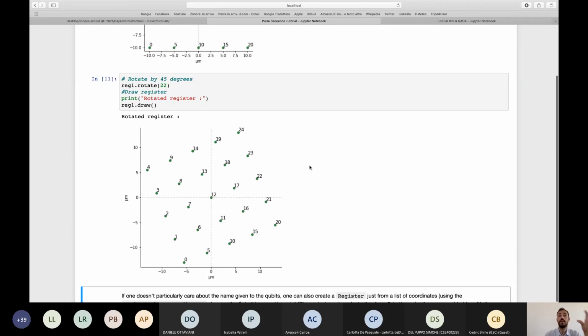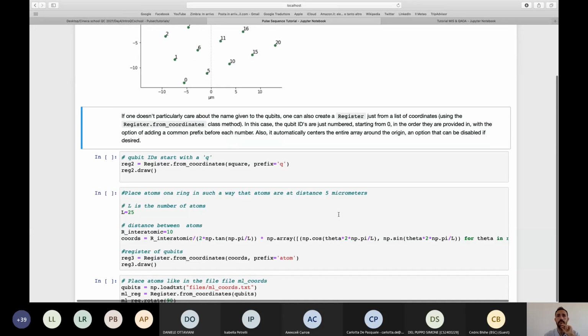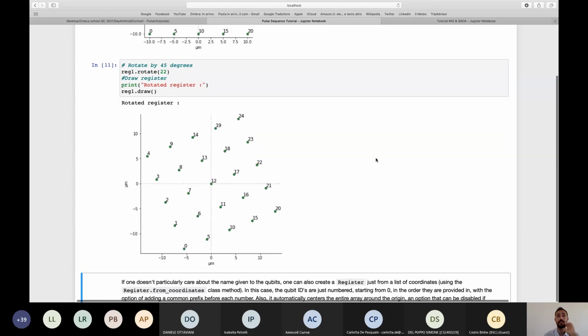This positioning of the atoms is done with the tweezers. They have some interval, so you cannot put two qubits one over the other. They should be distant at least, I don't remember, five micrometers. I don't remember exactly, I think 5 micrometers, but I'm not sure. But of course, if you try to place them too close, there's going to be an error at some point.